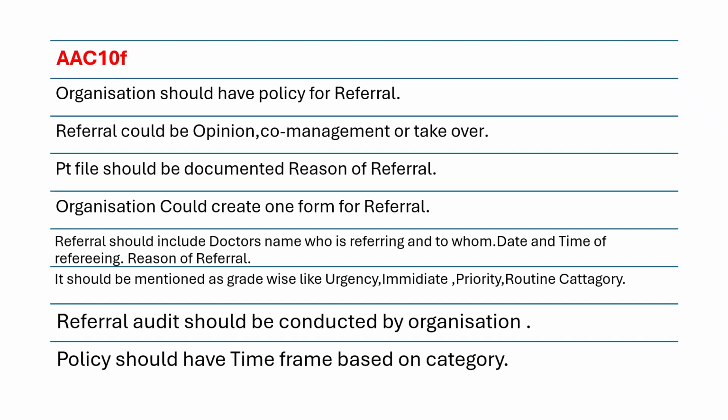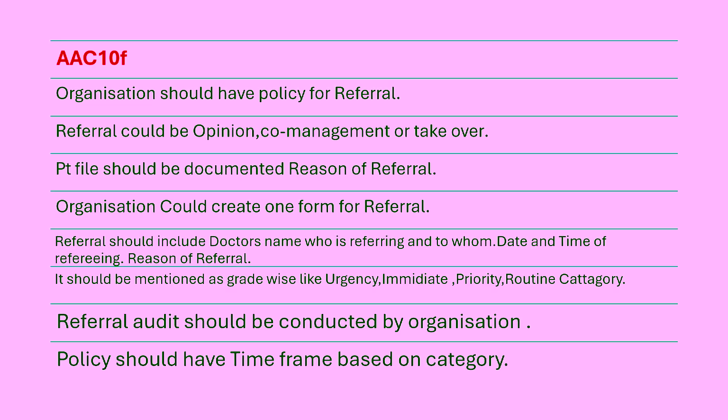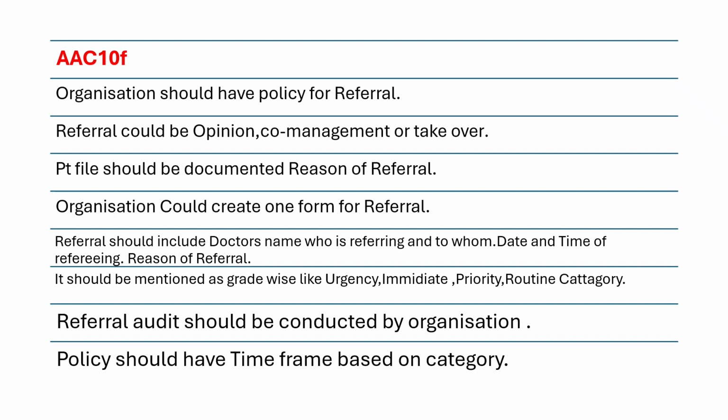Routine category, okay, fine, within 24 hours referral should be seen. So you have to see the grade wise, and you have to see whether it is met or not met. Like that you can create one audit checklist, and you can do the referral audit. Then you can produce the document to the NABH assessor, so you will not get the NC, right? So policy should have the time frame based on the category.